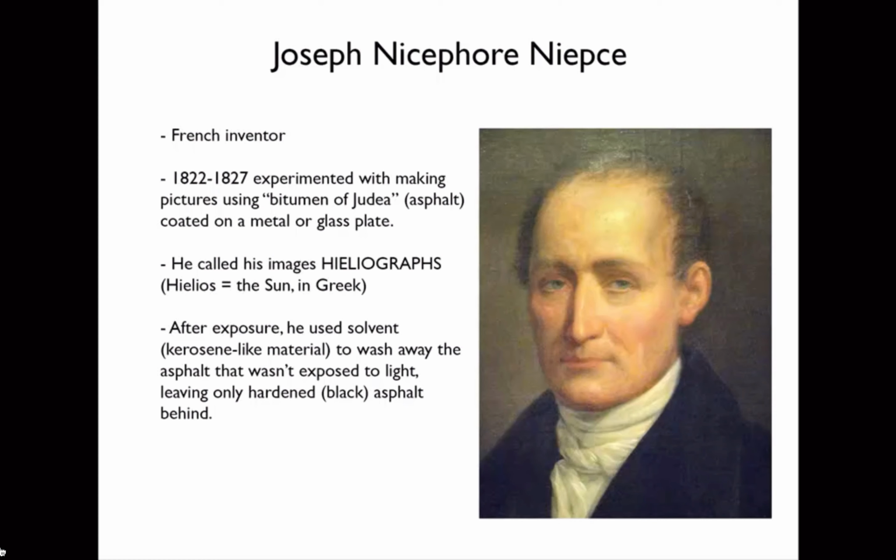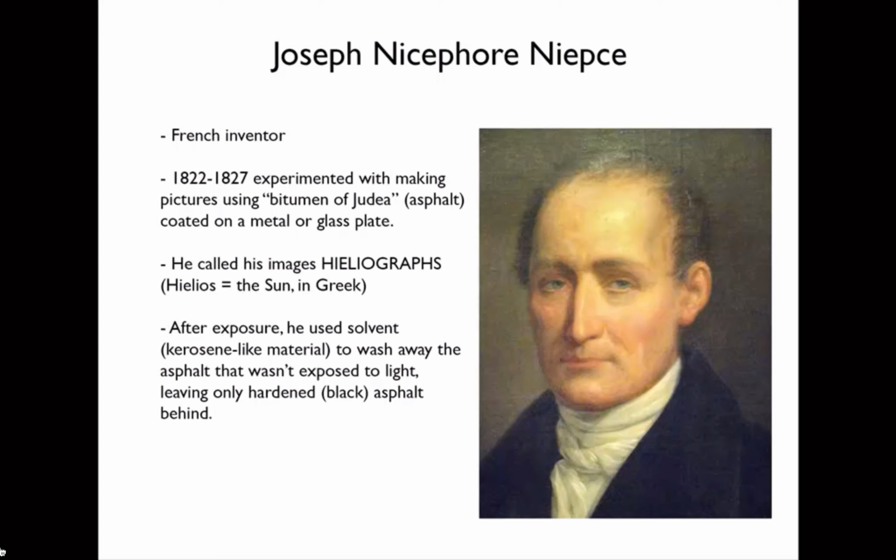Now, what bitumen of Judea was, was an asphalt-coated metal or glass plate. And what he would do is something that is called heliographs. At that time, a lot of the things were being named after a Greek name. And helios in Greek means the sun. So heliograph in translation would be drawing with sun or drawing with light.